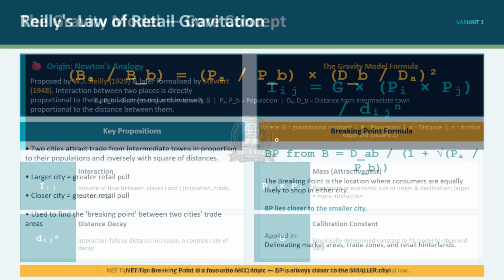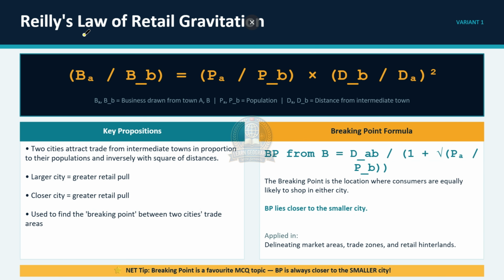Coming to Reilly's law of retail gravitation, this is the formula. Business is drawn from a town based on population and distance from the intermediate town. Key propositions: two cities attract trade from intermediate towns in proportion to their populations and inversely with the square of distances. A larger city means a greater retail pool, and a closer city means a greater retail pool. It is used to find the breaking point between two cities' trade areas.